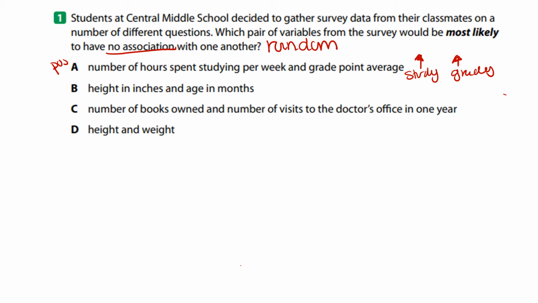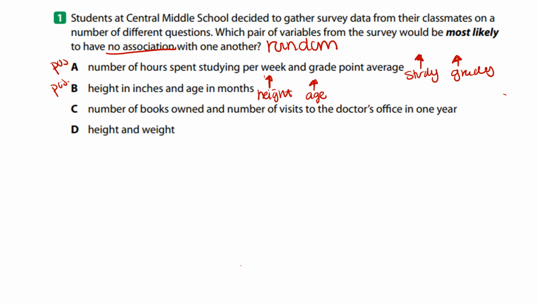For letter B, height in inches and age in months. If your height is increasing, if you are growing, that typically means that you are getting older, meaning your age is going up as well. Typically, the older you are, the taller you are. And so B is also a positive association.